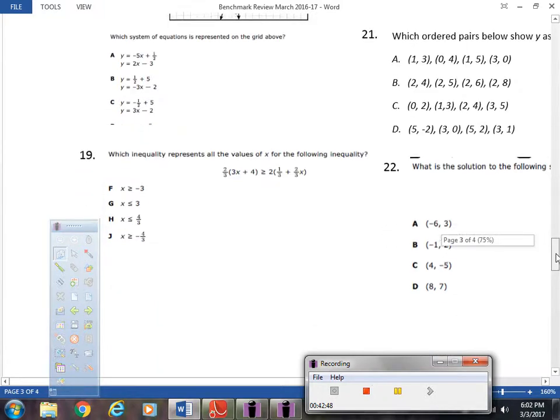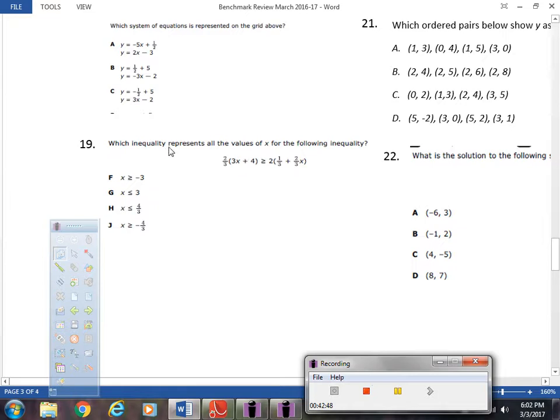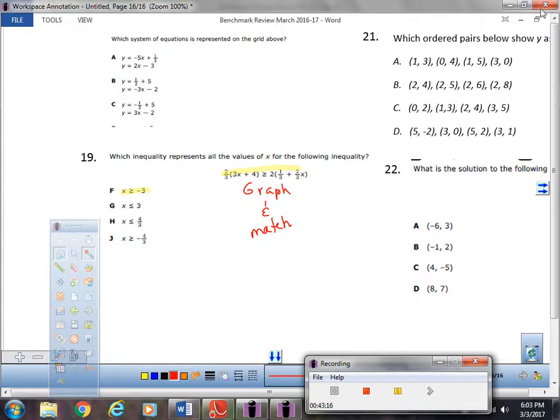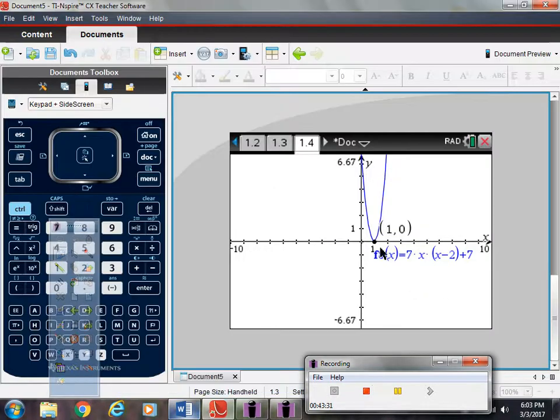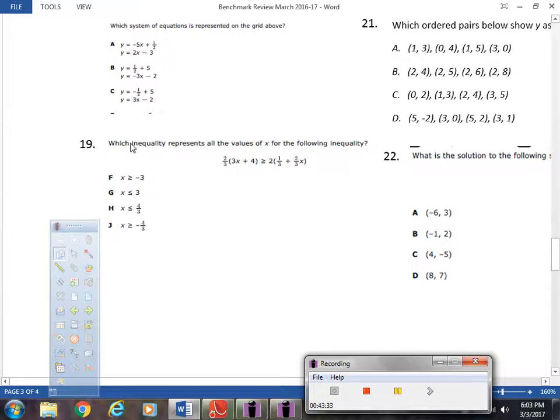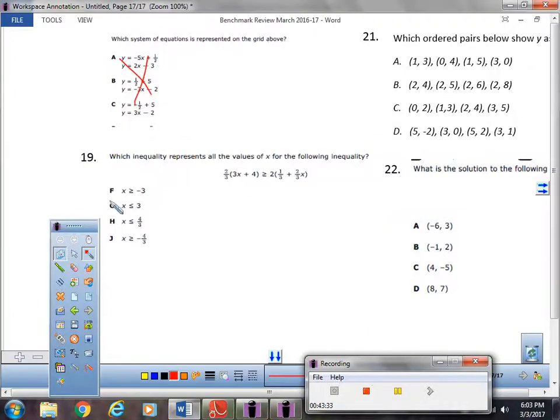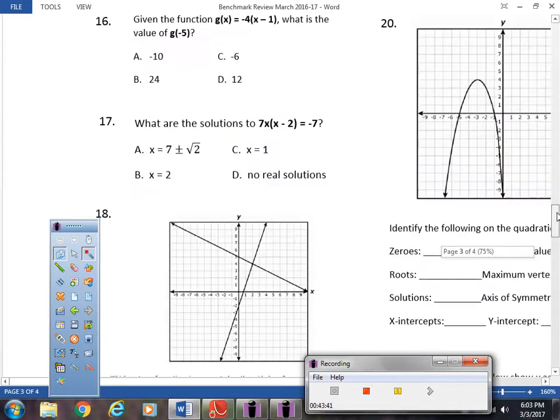So graph and match. Number 19, which inequality represents all the values of x. So they basically give you an inequality, and then they give you some answers. So again, you just need to graph and then match. So graph and match on that. Okay. I'm not going to do that because I know you can do that already. Oh, by the way, let me give you the answer for that one, though. This one was just a bad problem. You can omit that one. 19 was F. So those of you who did it, correct answer was F.